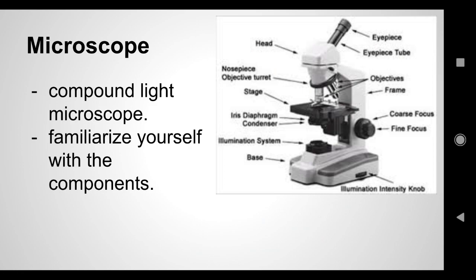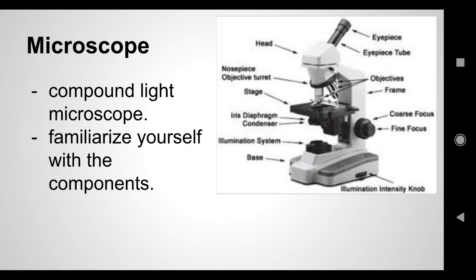You have the nose piece or the objective turret. That's actually the part that's rotated so you can change the objective lens. And you can see where the objective lens is pointing to the right. Behind the objective lens, you have the frame. That's where you would actually hold the microscope with one hand. The other hand should be holding the microscope by the base at the bottom.